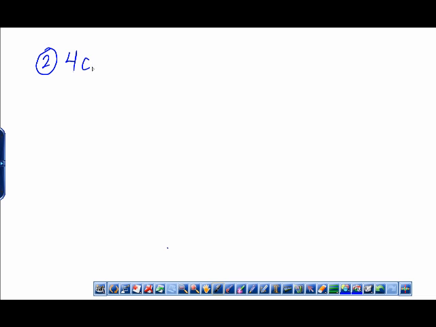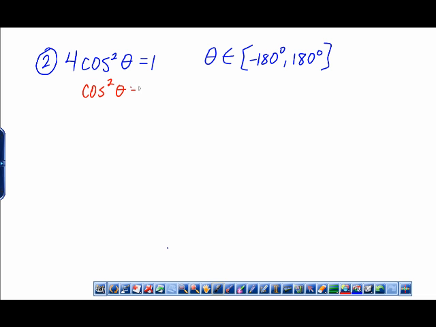Okay, let's say I gave you 4 cosine squared theta equals 1, so another degrees problem. And this time I tell you that theta is in the set of negative 180 degrees to 180 degrees. Okay, so a little bit different. This time I might actually have to subtract because I'm not starting with 0. We'll get to that part in a minute. Okay, so first thing, I needed to divide by 4. So then I would have cosine squared theta is equal to 1/4.